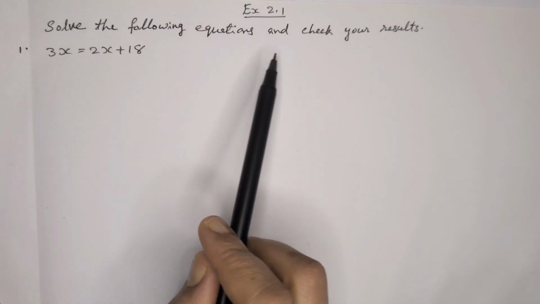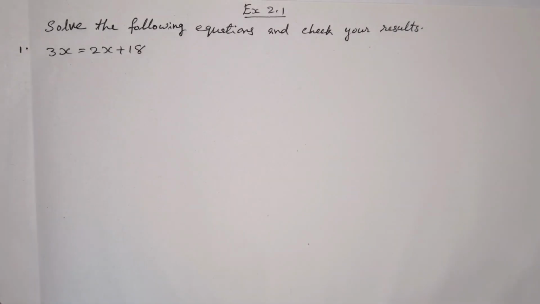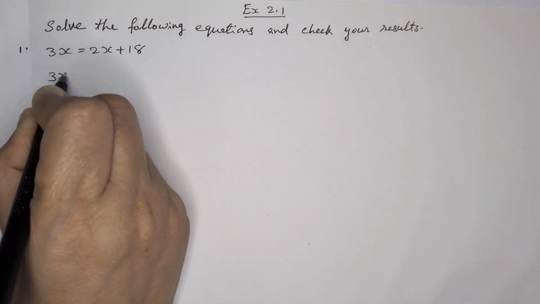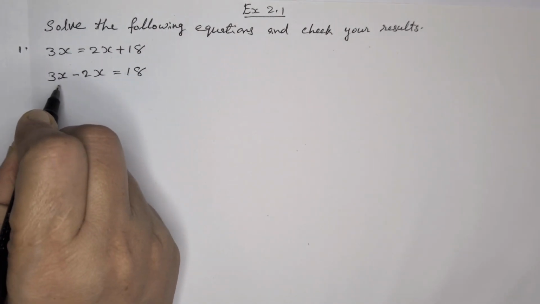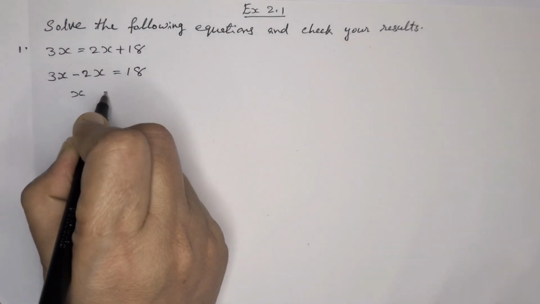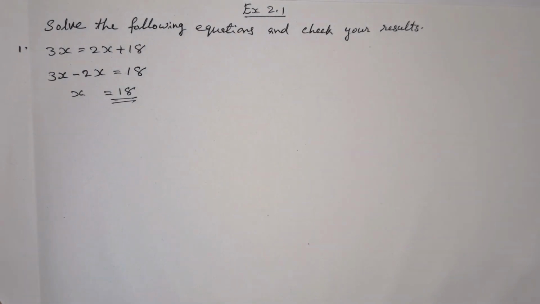Solve the following equations and check your results. First one, 3x is equal to 2x plus 18. That we can write as 3x minus 2x is equal to 18. 3x minus 2x, 1x. That means x is equal to 18. Now we got the value of x as 18.